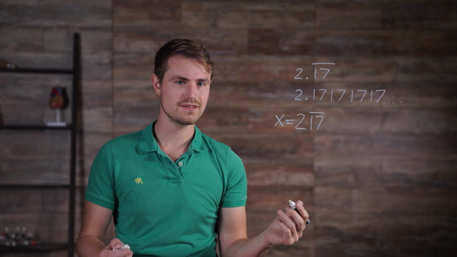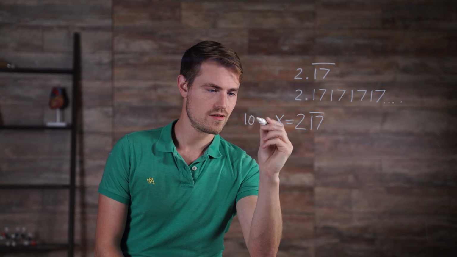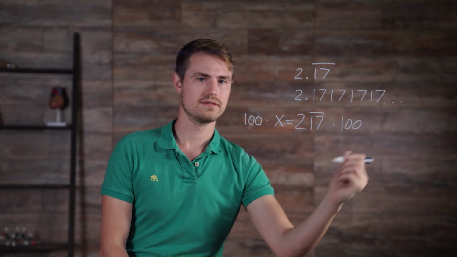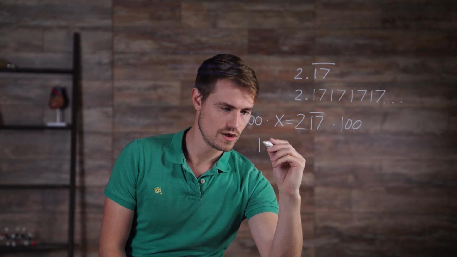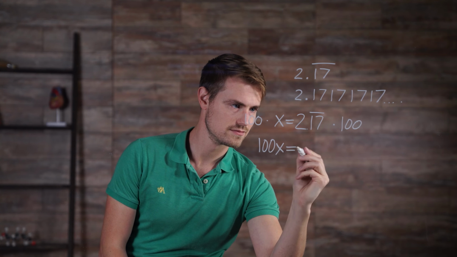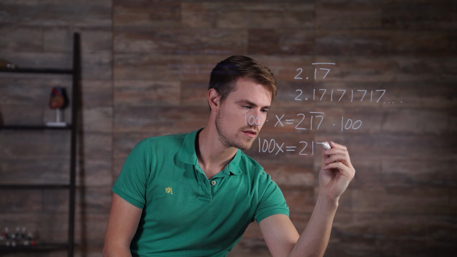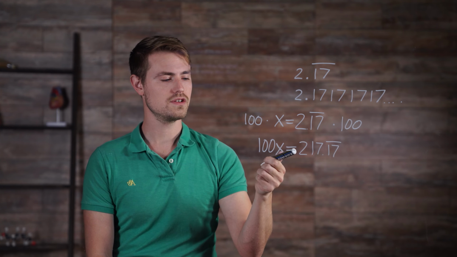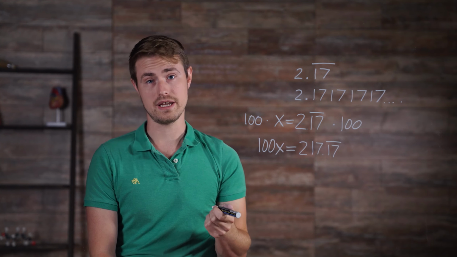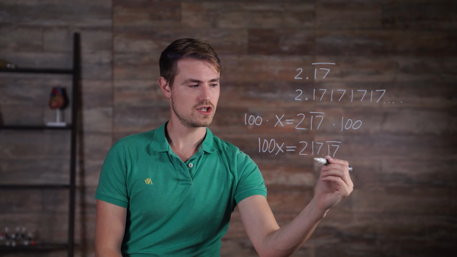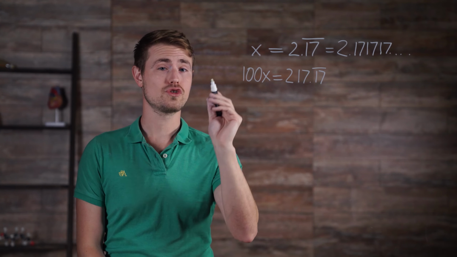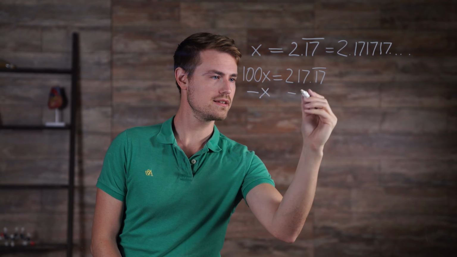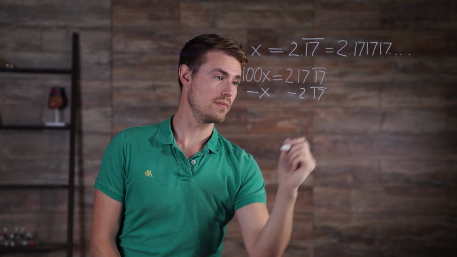So let's multiply both sides of the equation by 100. 100 times x, 2.17 repeating times 100. This results in 100x, which is equal to 217.17 repeating. We moved the decimal over 2 spots because we multiplied by 100. Now let's subtract the original equation from this one, meaning minus x and minus 2.17 repeating.